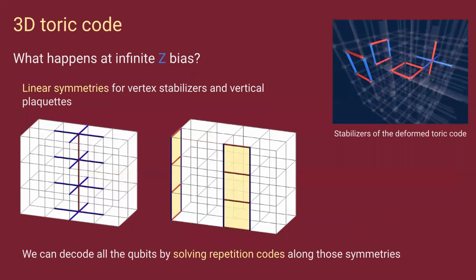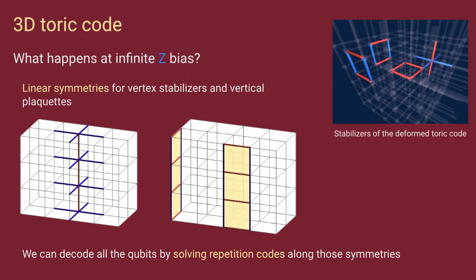So what happens at infinite depth bias? As always, you can forget all the blue, so you can reduce to the X part of the stabilizers. And we can look at the material symmetries. So we see that we have one for the vertices, which is just a line. And we have one for the plaquettes as well. For the two types of vertical plaquettes, we have similar symmetries.